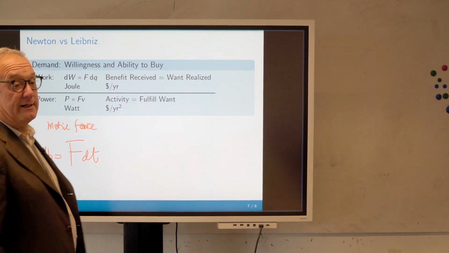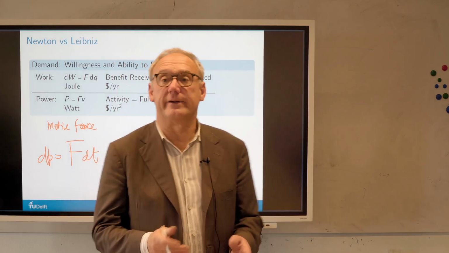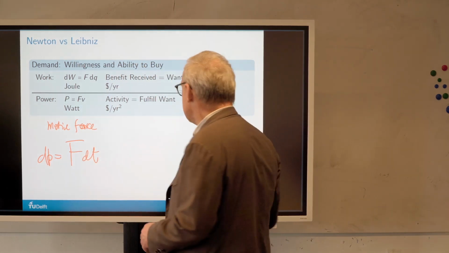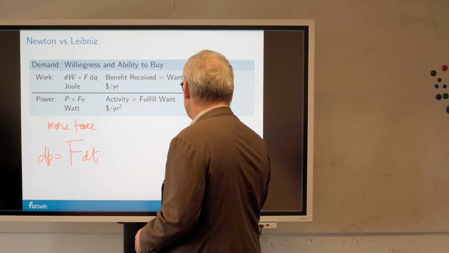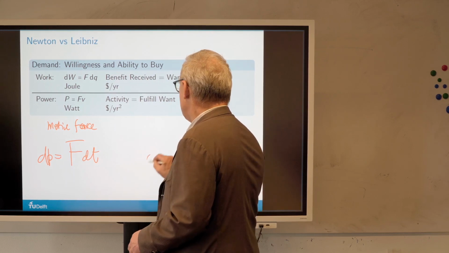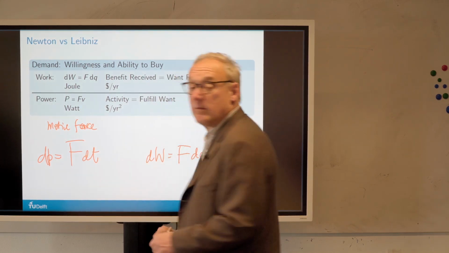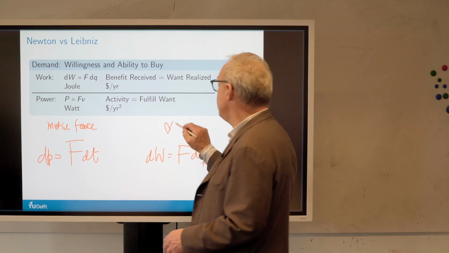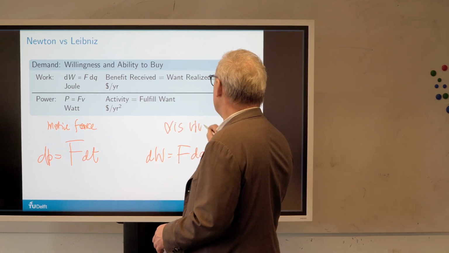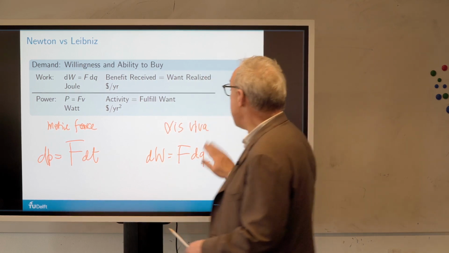But Leibniz said, no, that's nothing. I don't even understand what that is. This is my force. This is what Leibniz called the vis viva. That means the active force.